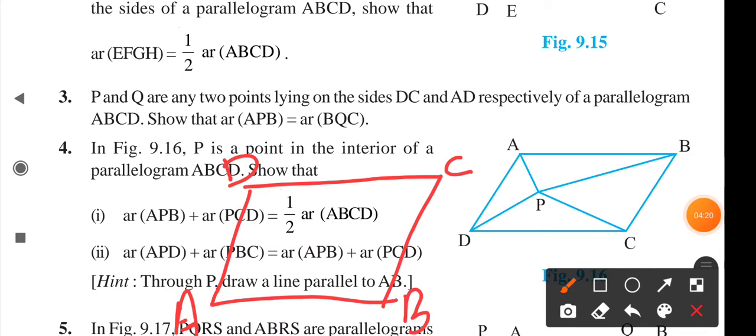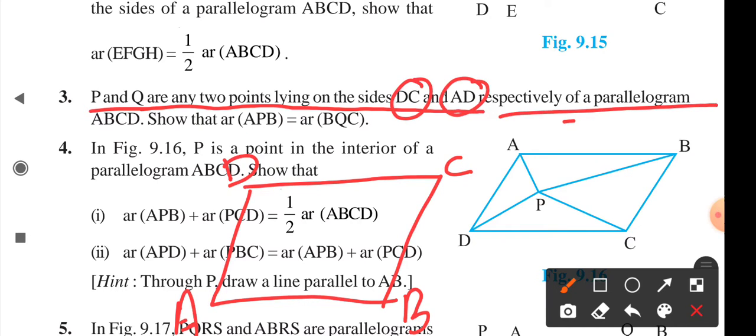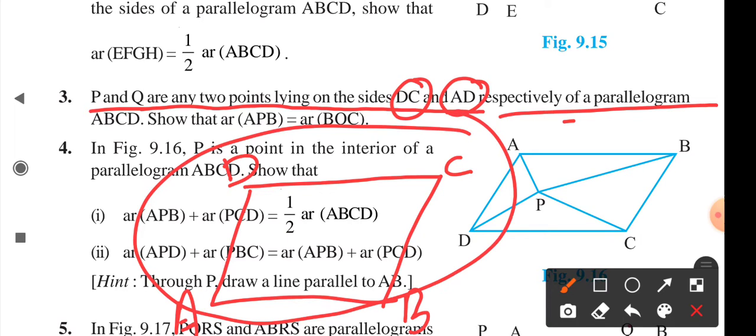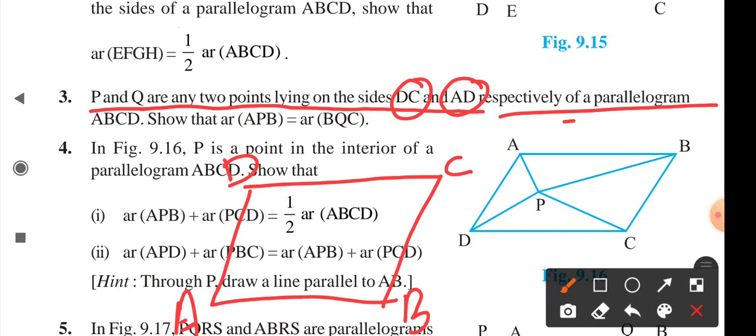Now in question number 3, I'm going to read the question. P and Q are the 2 points lying on DC and AD respectively of the parallelogram ABCD. That means first we require the parallelogram ABCD as I have made. Now in this parallelogram, what do we have to find out? The 2 points P and Q.